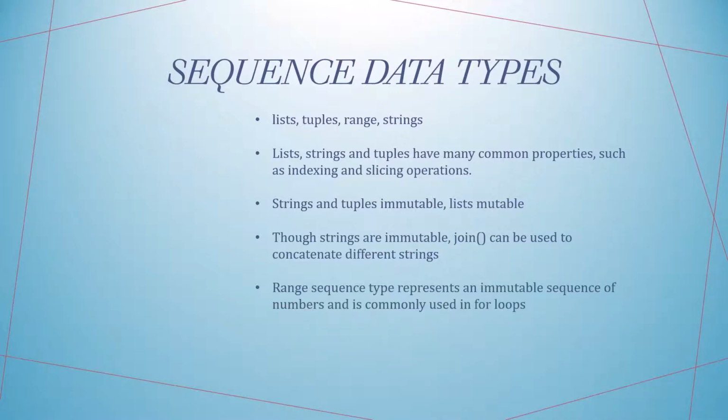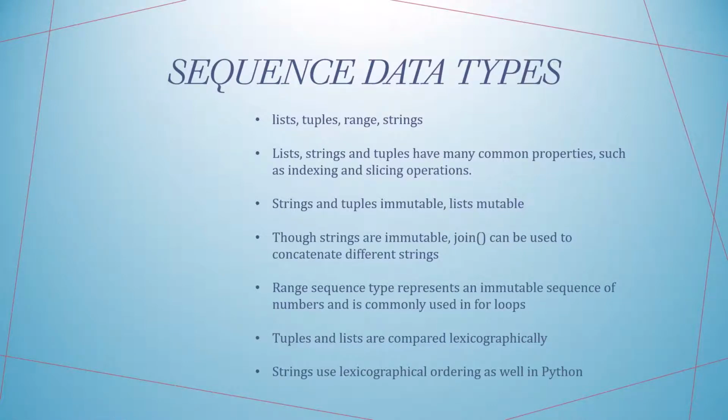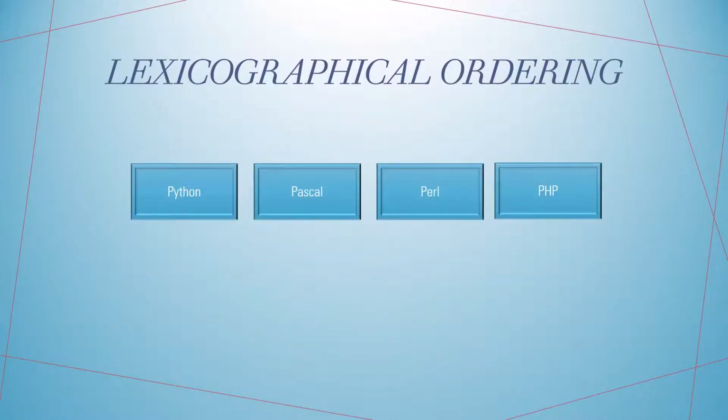The range sequence type represents an immutable sequence of numbers and is commonly used in for loops. Remember we've used the range in for loops many a time. Tuples and lists are compared lexicographically. Strings use lexicographical ordering as well in Python. Now to give you a visual of how lexicographical ordering works, if you look at these 4 strings, just by scanning with your eyes, you'll figure out that Pascal should come before Perl, Perl should come before PHP, and PHP should come before Python. How did we do that? Because A comes first in the English alphabet, followed by E, then H, and then Y.